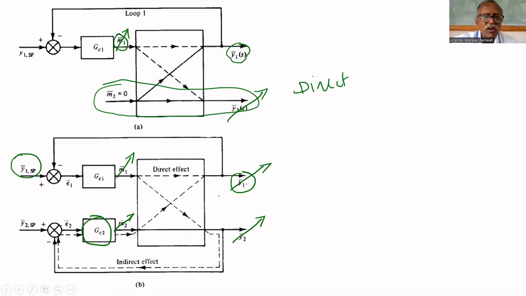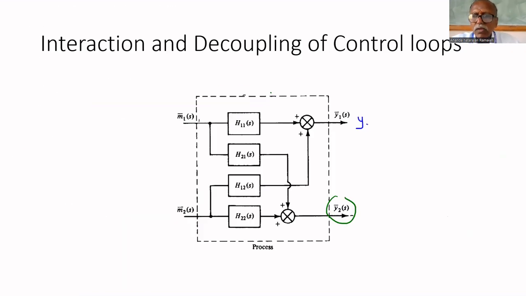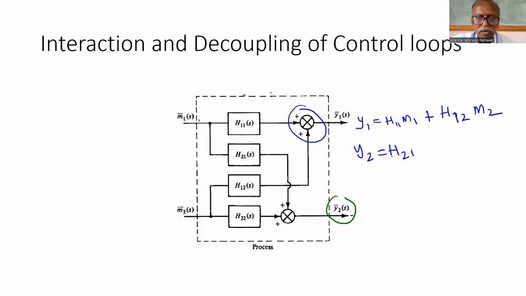Now we can write the equation for y1. y1 equal to h11 m1 plus, if any change in m2 also, that will affect y1. That is added here. That's why we can write h12 of m2. Similarly, y2 equal to what? y2 equal to h21 m1, if any change in m1, that will affect y2, plus h22 m2. This is the open loop relation between y1 and m1, m2. Similarly, y2 and m1, m2.